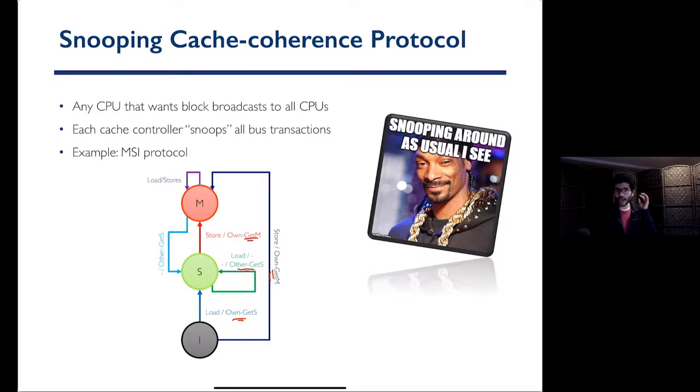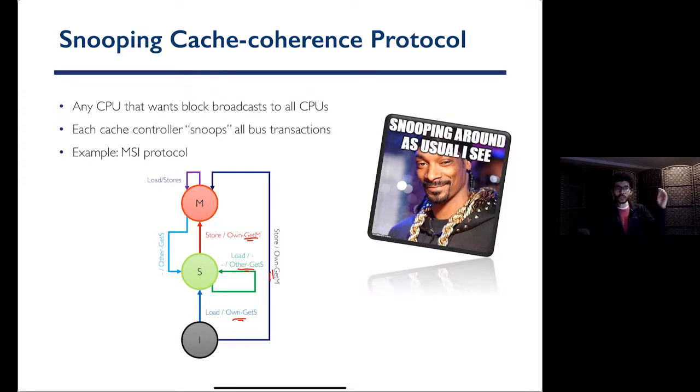Now, let's say I'm snooping on the bus and I hear somebody say GetS, give it to me in S. Now, what I have to do is make sure that whatever I modified is delivered to whoever wants this now in memory in S mode. So that's the first thing I have to do. That will happen through the cache coherency protocol.